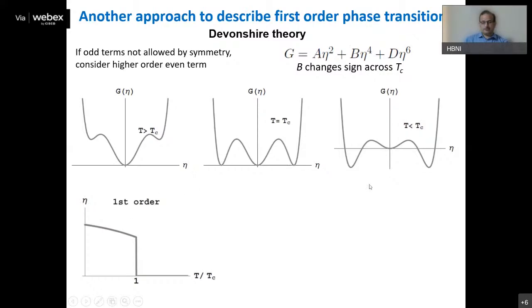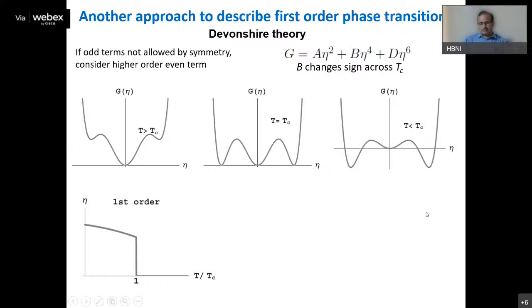This is the formalism Devonshire used to explain ferroelectric phase transitions, where you cannot have the odd term, but still you can describe the first order phase transition by including the higher order term. So here the interesting point is T equal to Tc. If you see this curve, you have three stable solutions. So this is also called the tricritical point.